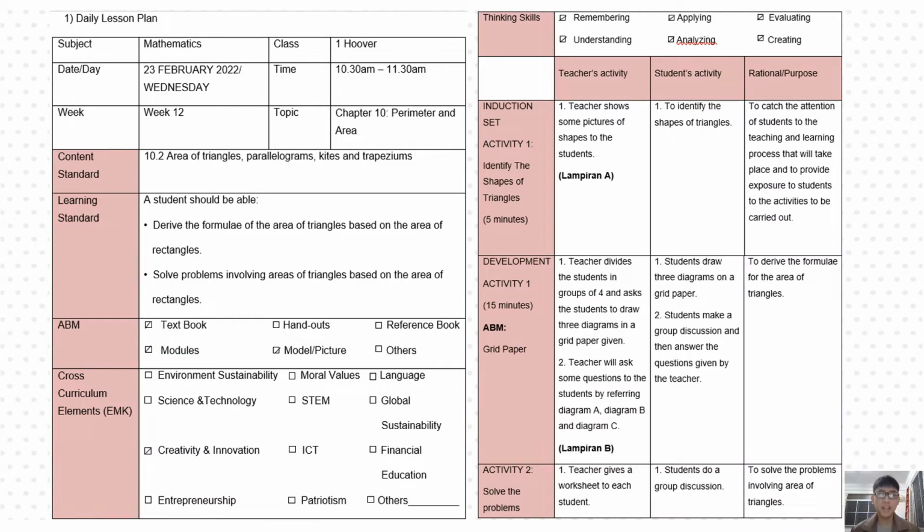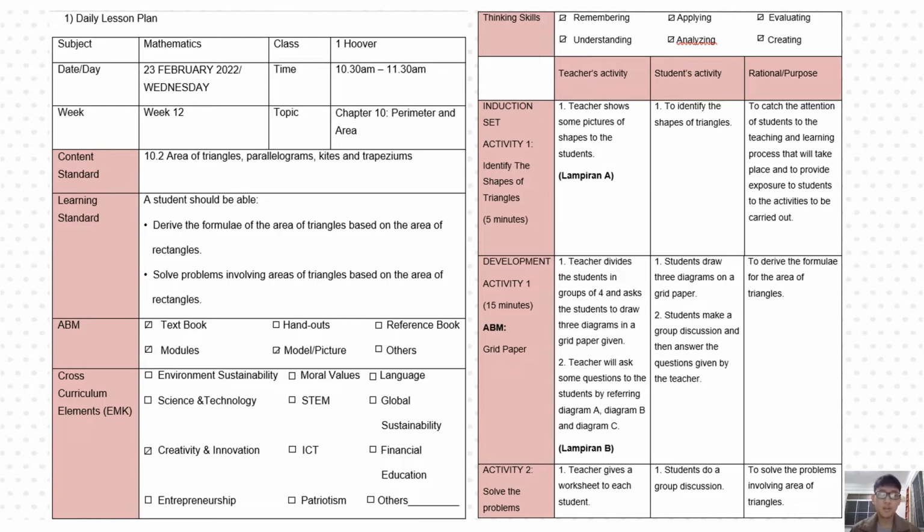This is my daily lesson plan. My subject is mathematics. The class is 1 hour. The date and day is 23 February 2022 on Wednesday, and the time is 10:30 a.m. to 11:30 a.m. This lesson plan occurs during week 12. The topic is chapter 10, Perimeter and Area. My content standard is 10.2, Area of Triangles, Parallelograms, Kites, and Trapeziums.